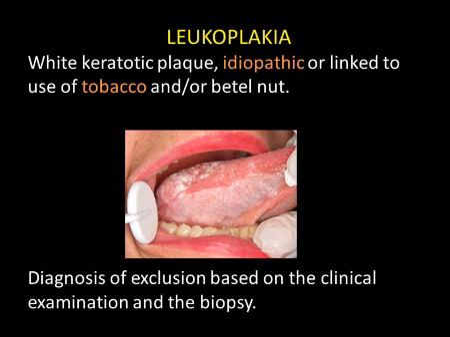Leukoplakia is a white keratotic plaque that is idiopathic or associated with tobacco use. More recently, the betel nut has been included in the definition of leukoplakia as its carcinogenic potential has been demonstrated. The diagnosis of leukoplakia is an exclusion diagnosis based on clinical examination and biopsy.